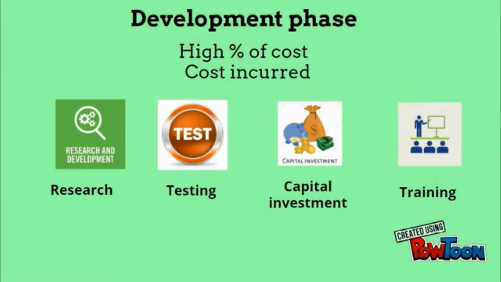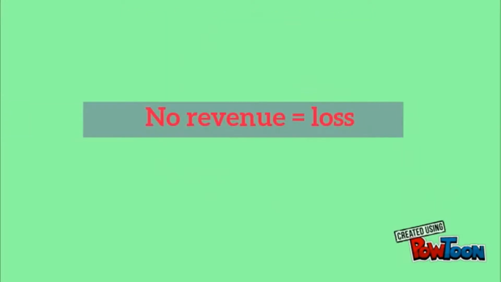Other than that, for capital investment, the firm will buy a machine and rent a building. Lastly, training costs are incurred because the firm needs to train their workers on the new machine. During this phase, the firm is not making any revenue and will suffer a loss.